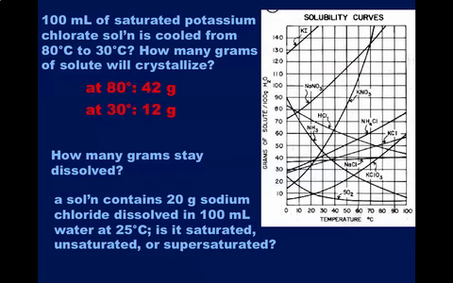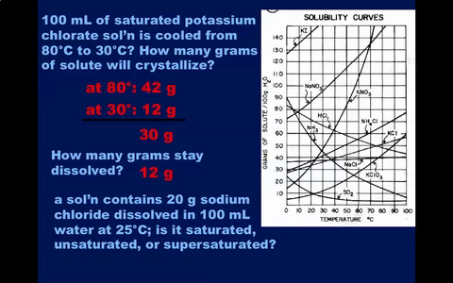To find out how many grams are going to crystallize, all I have to do with this information is subtract. So I'm going to lose 30 grams, they're going to crystallize. Next question asks how many grams will stay dissolved. Well, that's however much is able to be dissolved at 30 degrees, and we just looked that up and it was 12 grams.